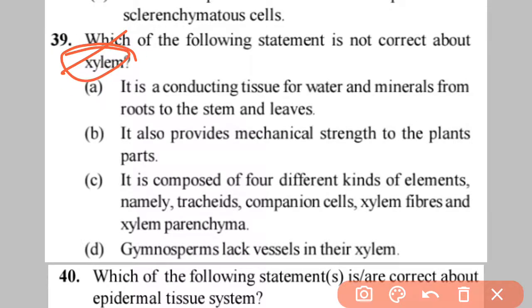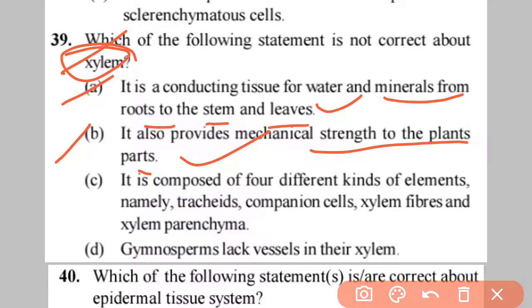So here we have to find the incorrect option for xylem. So let's check. First one is, it is a conducting tissue for water and minerals from root to stem and leaves. Yeah, this is correct. Now we have to check the second one. It also provides mechanical strength to the plant parts. Yeah, it provides mechanical strength. This is also correct. The third one is, it is composed of 4 different kinds of elements named tracheids, companion cells, xylem fibers and xylem parenchyma.